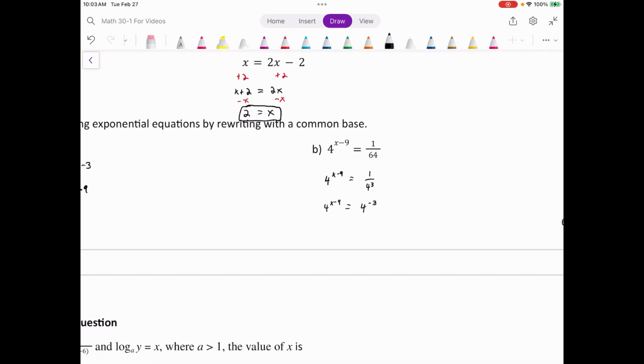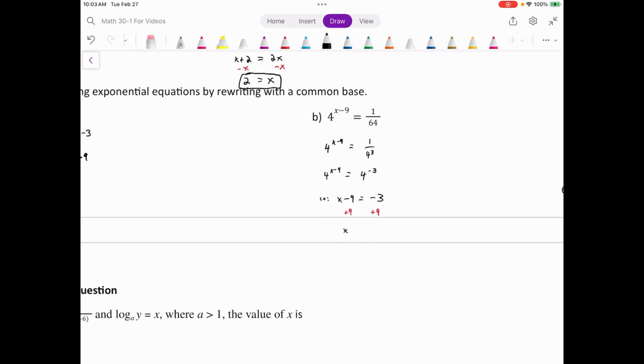I mean, if we really wanted, we could rewrite these as 2 squareds, but why bother? 64 is a power of 4, and so if 4 to the power of x minus 9 is equivalent to 4 to the power of negative 3, then x minus 9 must equal negative 3. So add 9 to both sides to solve for x, since 9 is being subtracted from x right now, and that gives us x equals negative 3 plus 9, which is positive 6.